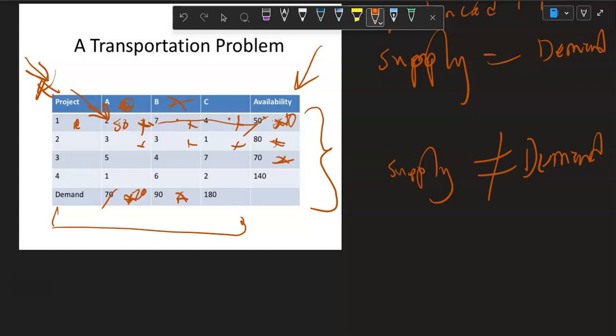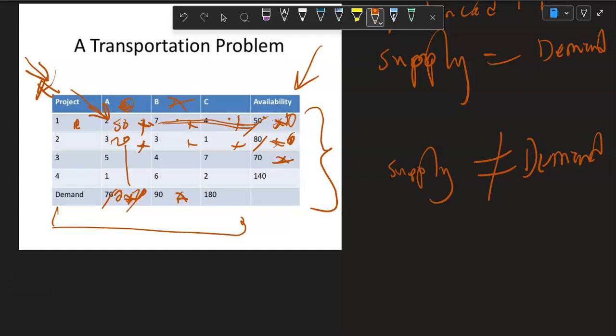Then you go to the next. What is your next northwest box? Since this one has been eliminated, you have this one where there is a 3. So you are dealing with supplier 2 and destination A. Supplier 2 has 80 in store, while destination A still needs 20. So you give the 20 that this guy needs, and he no longer needs anything. When you remove 20 from this supplier, he will remain with a 60, isn't it?